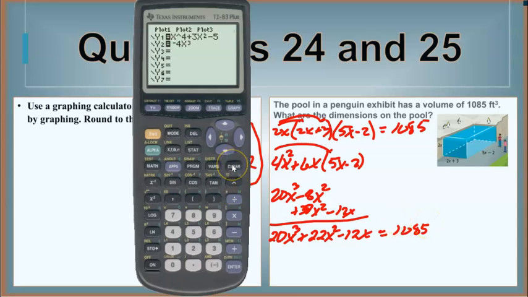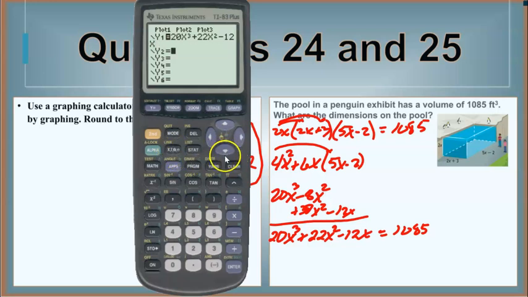So I'm going to clear what I have here, and I'm going to have 20x cubed plus 22x squared minus 12x.